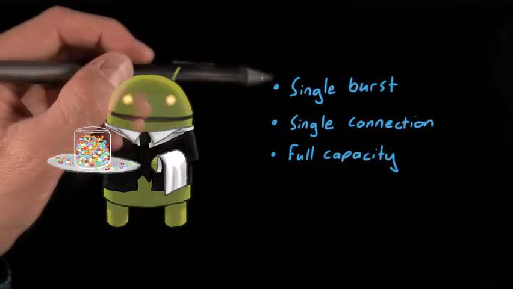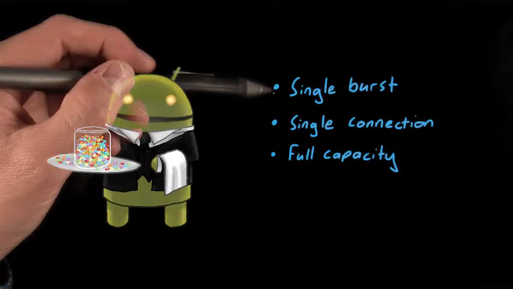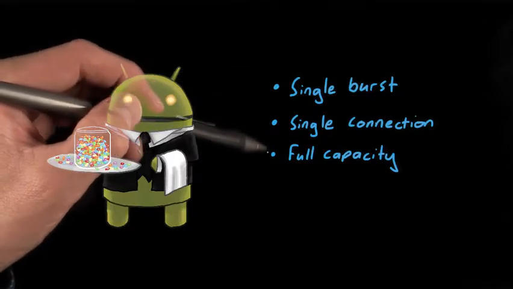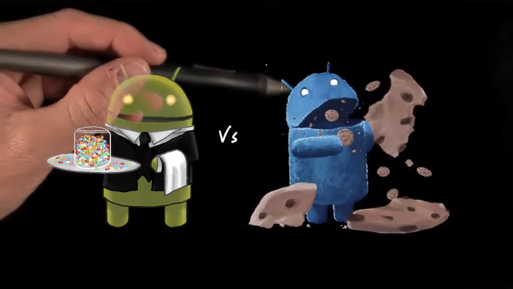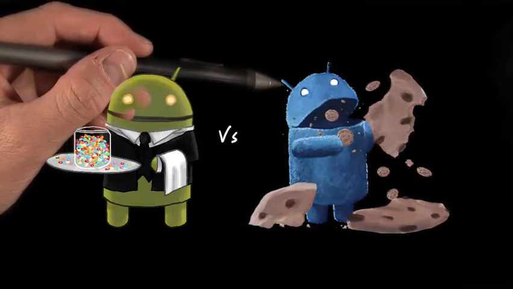You want to download all of the data a user is likely to need for the current session in a single burst over a single connection at full capacity. But of course, you don't just want to pull down everything, wasting battery power and bandwidth downloading data that's never going to be used.